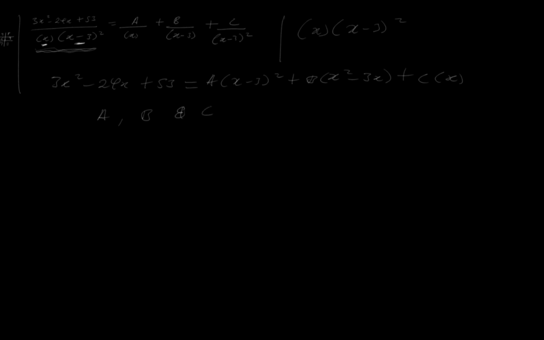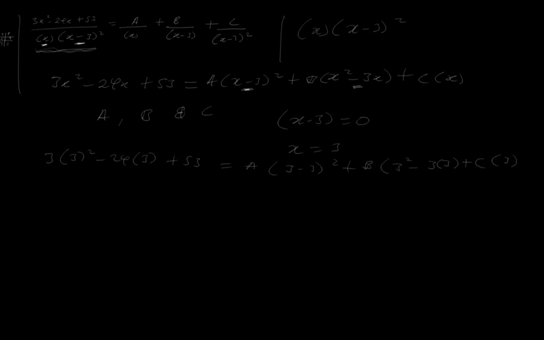You could solve by guess and check, but let's first get the factors we have for this one and that one. So I have x minus 3. Let's equal it to 0. This gives us x being equal to 3. So if I put 3 in everything, 3 times 3 squared minus 24 times 3 plus 53 is equal to a times 3 minus 3 squared, plus b times 3 squared minus 3 times 3, plus c times 3.